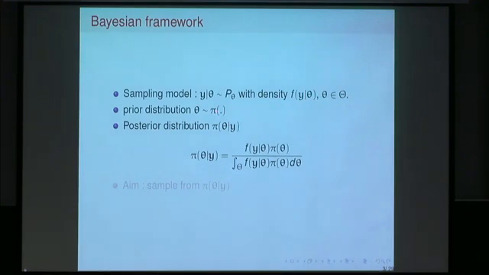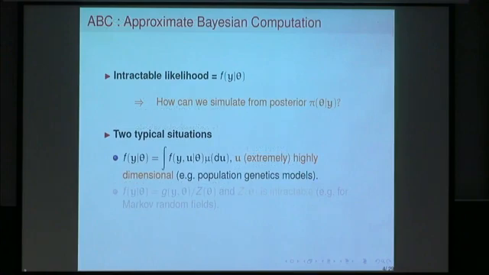So pi is a density with respect to some measure. Then you have the posterior density, which is proportional to the likelihood times the prior. And the aim of the game is to sample from this. So you want to sample from the posterior distribution, p of theta given y. But you are in a context where the likelihood is intractable, so you cannot compute the likelihood analytically, or you cannot even use Gibbs sampling, because typically you would have, for instance, a huge dimensional latent variable, like trees or something like that.